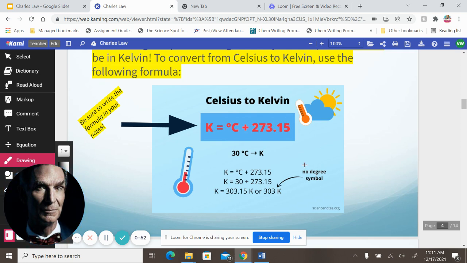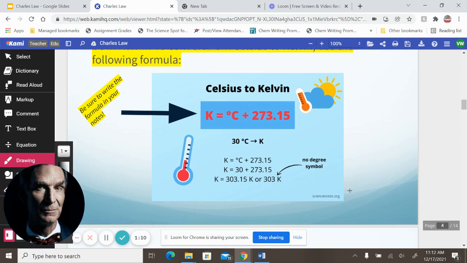So say you want to convert 30 degrees Celsius to Kelvin, you would just take 30 and add 273 to it, and then you would get 303 K, which stands for Kelvin. Also note that there's no degree symbol when you're writing the units for Kelvin. Okay, you just write K.